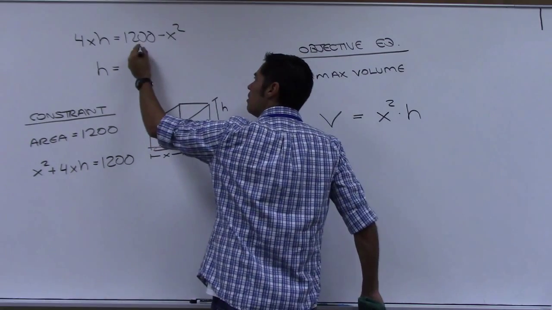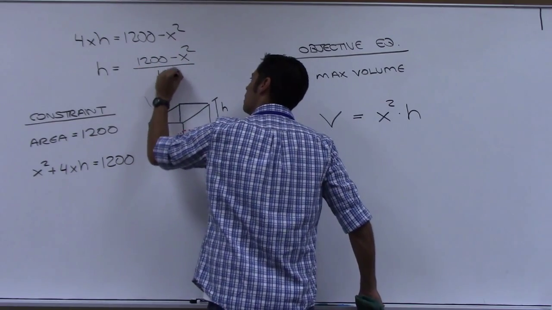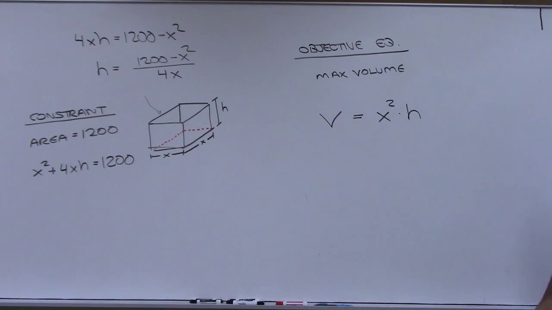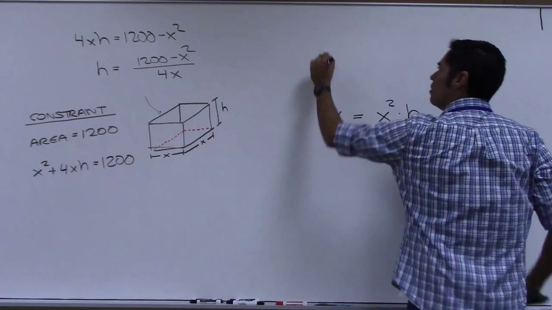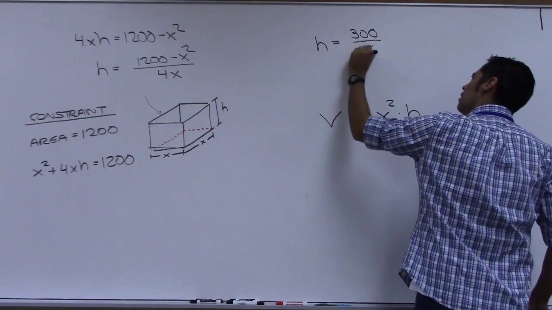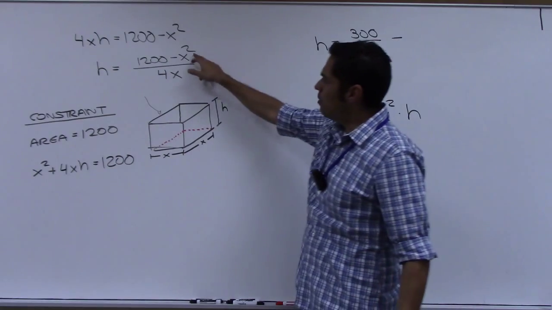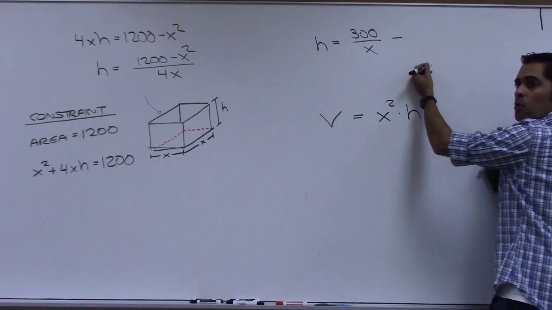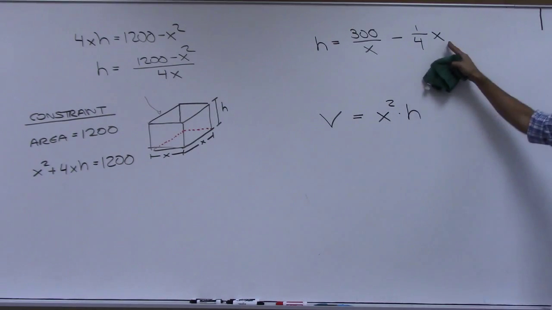So when I divide 1,200 minus x squared by 4x, I can split that into two fractions, can't I? 1,200 over 4x would be 300 over x. And then minus x squared over 4x, what? X over 4? I'm going to write it this way, 1/4 x. Is that the same as x over 4? Okay.